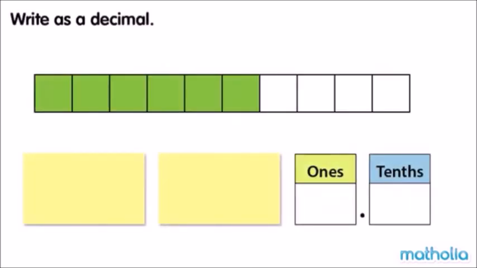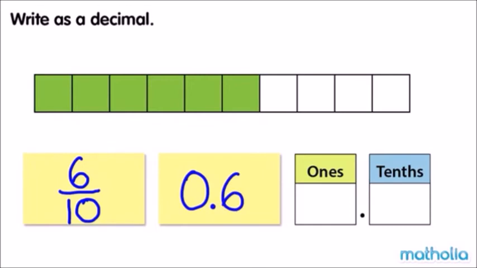Write as a decimal. The whole has been divided into 10 equal parts, and 1, 2, 3, 4, 5, 6 of the parts are coloured. 6/10 are coloured. We can also write this as the decimal 0.6. We can show 6/10 on a place value chart. There are 0 ones and 6 tenths.